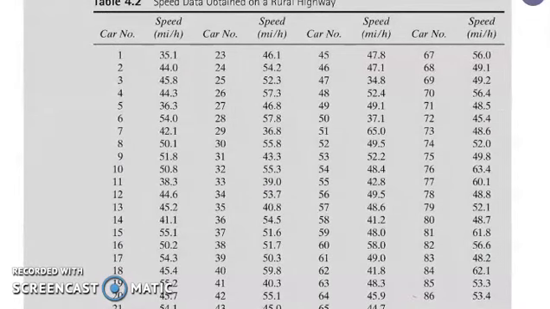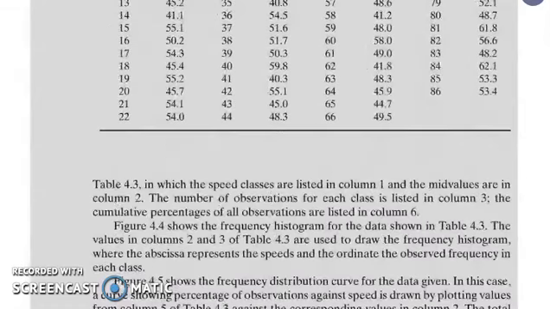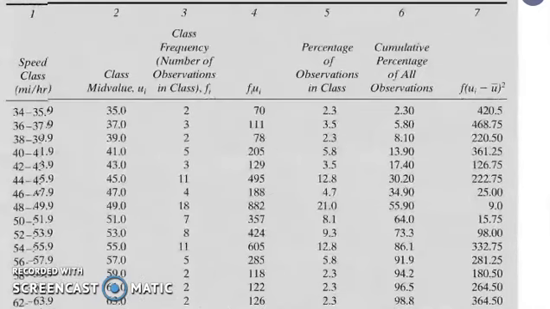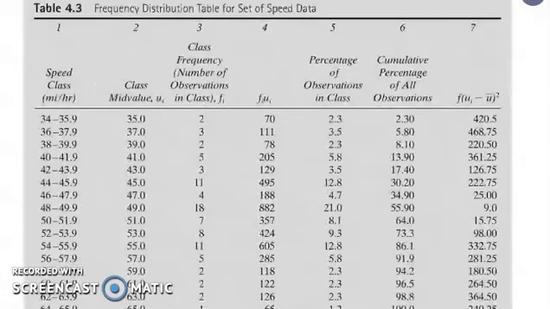We're given the car number, and we have the speed for each of the vehicles. So to prepare this, we have to prepare a frequency distribution table. For this problem, we have to go back to our statistics. We're going to make use of the concept of frequency distribution, so we're going to prepare a frequency distribution table.